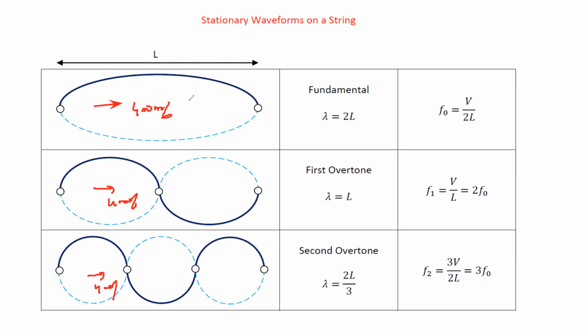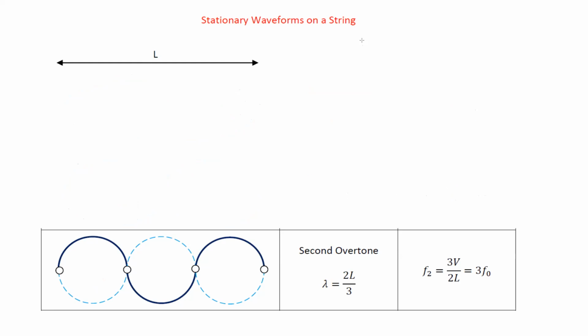But what is the difference here? When it is one loop, the wavelength is greater, but the frequency is lower. When it is vibrating in two loops, the wavelength decreases and the frequency increases. But the product of frequency and wavelength remains the same. That's why the speed of the wave will be the same in all of these. And if it is vibrating in three loops, how can we work it out?